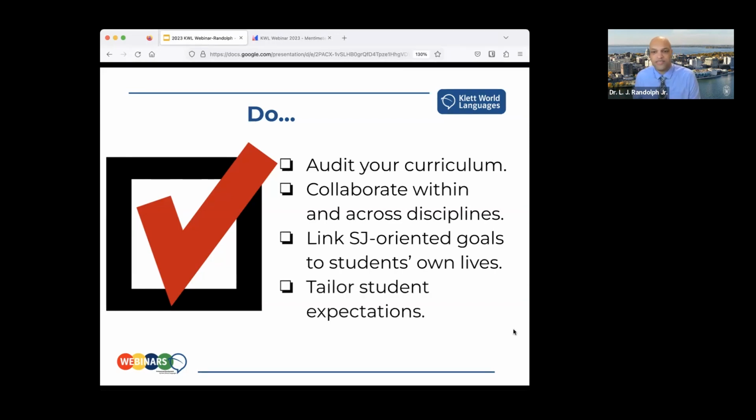Do tailor student expectations. Be open about your goals for social justice learning. You may want to include a statement about it in your syllabus. I have an example of that. If people are interested, just email me.